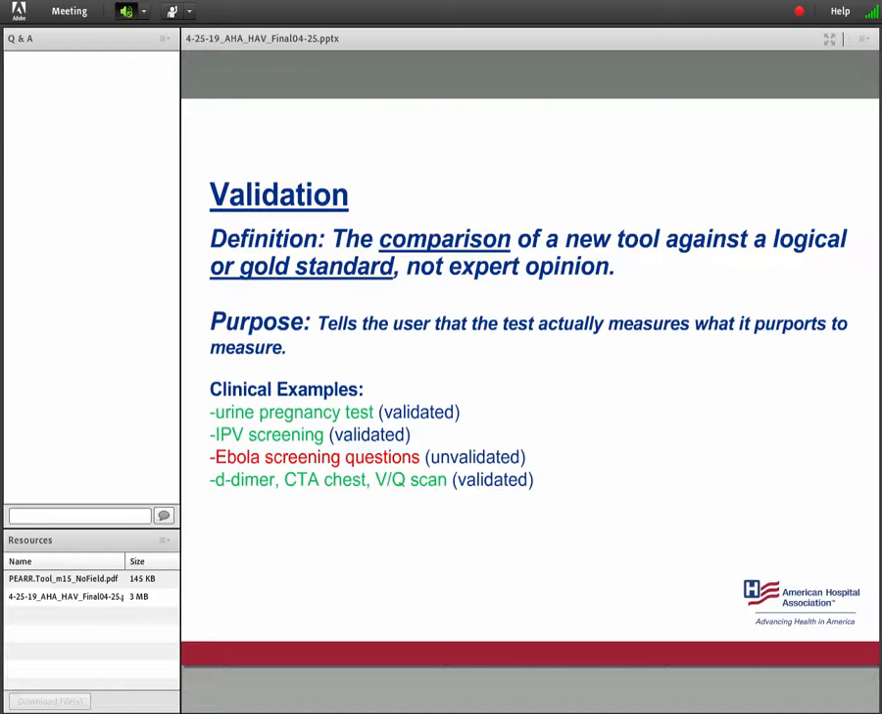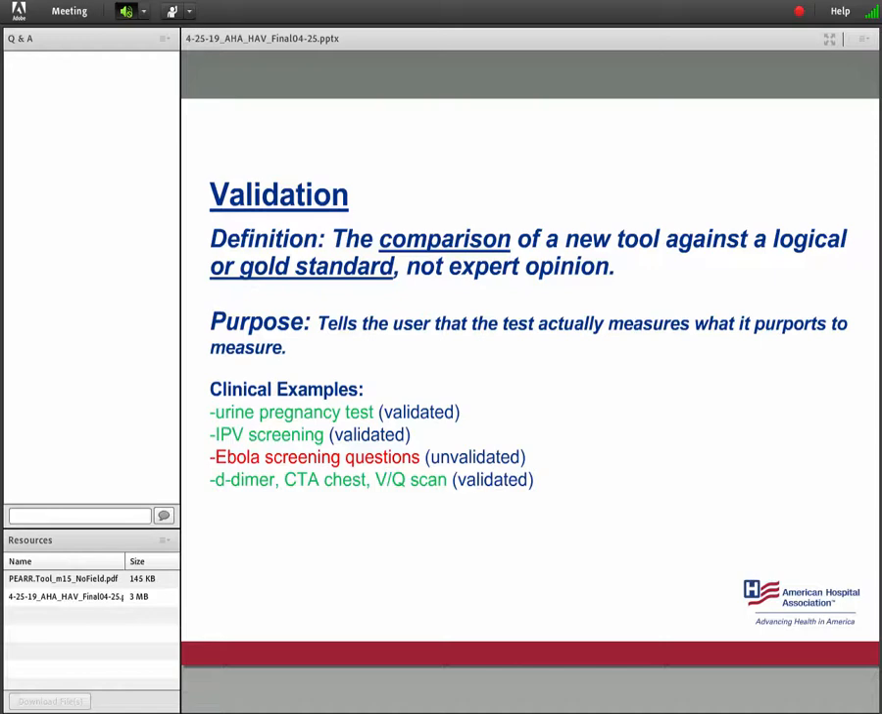D-dimer, CT scans, VQ scans, we're looking for a blood clot in the lung. The alternative to a CAT scan and a VQ scan is taking someone to surgery or going to autopsy. Those are the gold standards. That's what we're comparing it to. So if we come up with another test that looks for pulmonary embolism, we need to make sure that it's at least as good as our gold standard now, CT scans. And that was compared to looking into someone's body directly. Obviously, that as a gold standard is a pretty high bar and not risk-free.